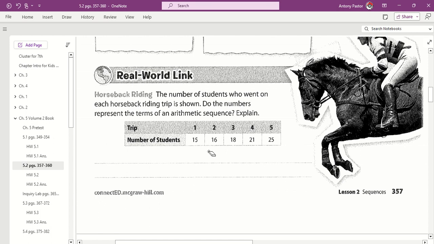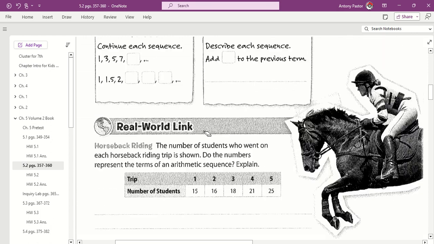If we look at this, it goes from 15 to 16 to 18, 21, 25. It is not going to be an arithmetic sequence because from 15 to 16, only one difference. From 16 to 18, it was a 2 difference. From 18 to 21, 3. And then from 21 to 24, 4. This is a pattern, but it is not an arithmetic sequence.